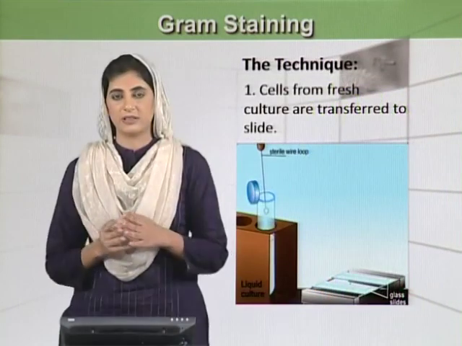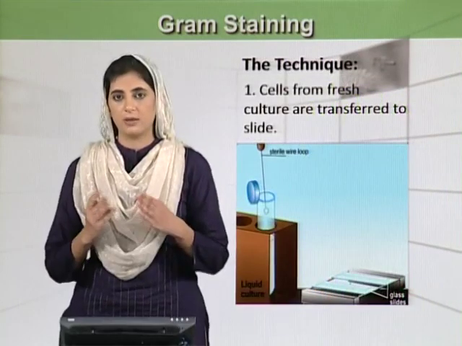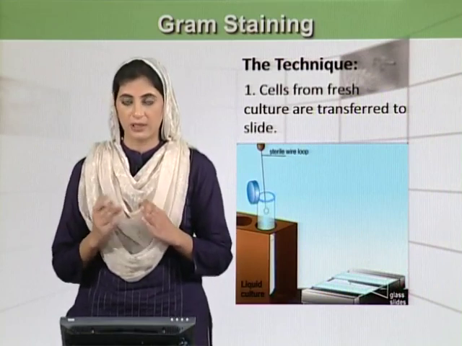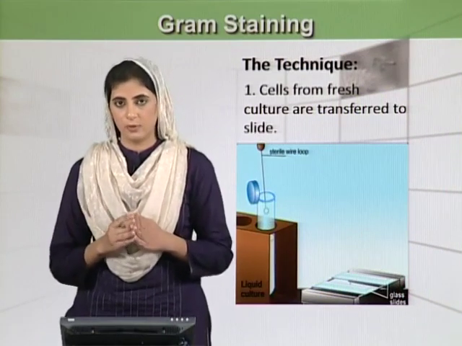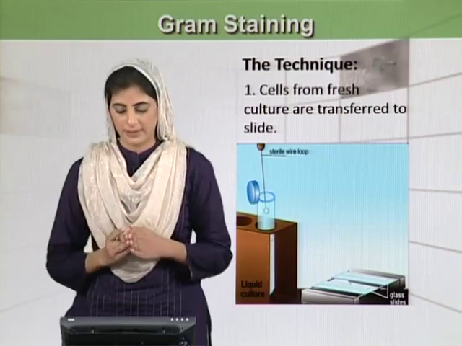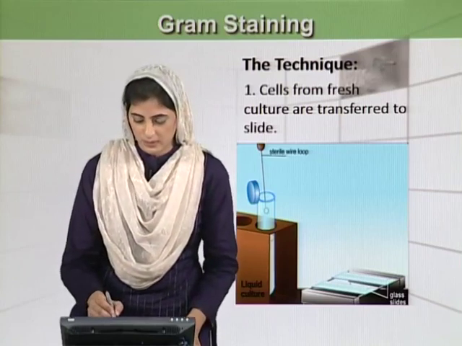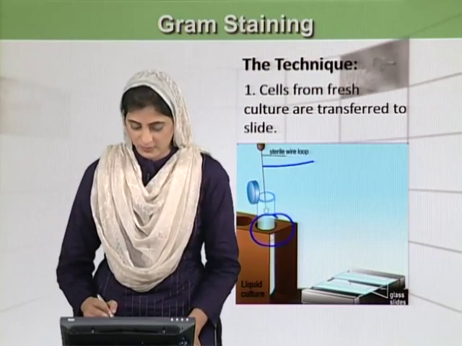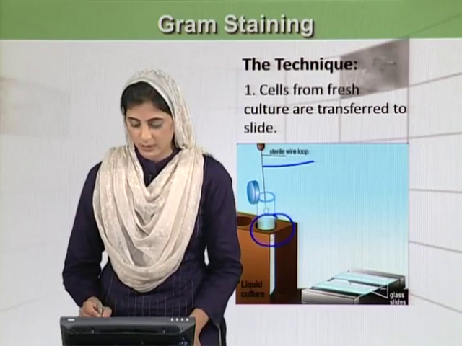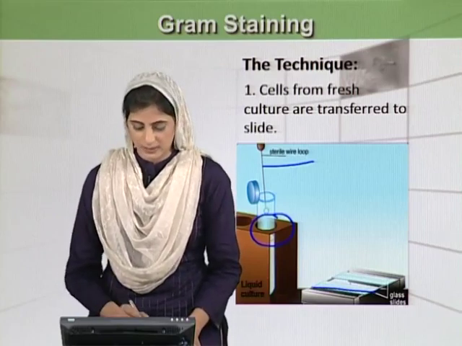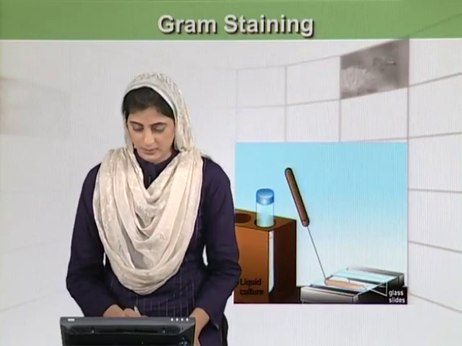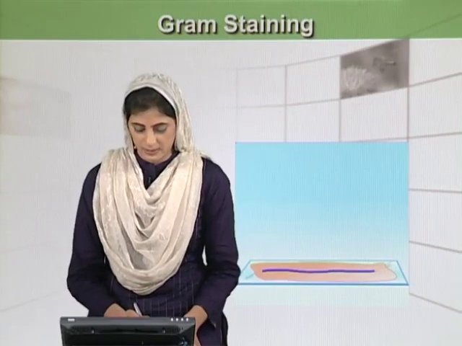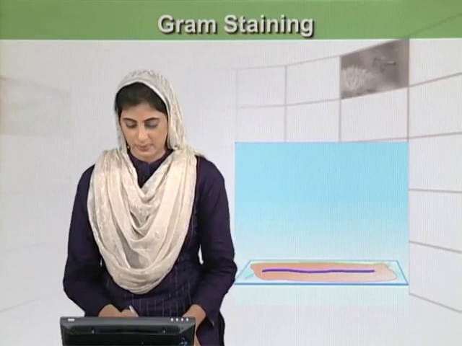So moving on to the technique of gram staining, the first step is that cells from fresh cultures are taken with the help of a sterile loop and transferred onto a slide. Like you can see here, with the help of a sterile wire loop, fresh culture, preferably liquid culture, is taken and transferred onto glass slides like this. The glass slide should be smooth and should make a thin layer.